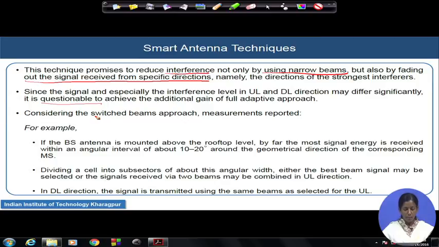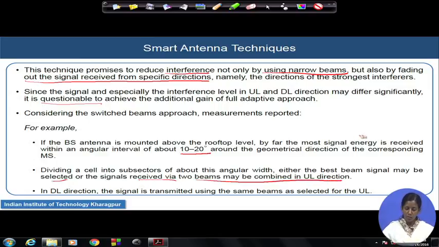Let us have an example. If a base station antenna is mounted over the rooftop level, where most of the signal you can receive is over an angular spread of 10 degrees to 20 degrees around the geometrical direction of the corresponding image. Now, dividing this cell into subsectors with this angular width, either the best beam signal may be selected, or the signals received via the two beams may be combined in the uplink direction.